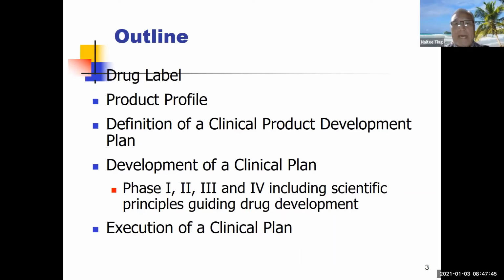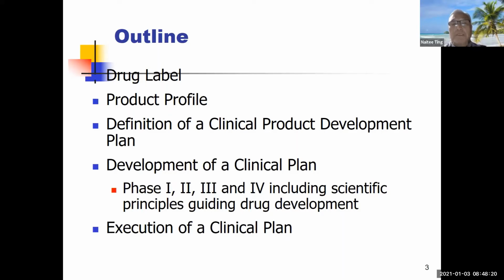So we can imagine that a company spends billions of dollars to develop this drug, and all the drug properties are going to be summarized in this drug label. And this drug label will help the company to market this drug. So in a way, when a company comes up with a draft label or target product profile, this draft label has to serve two purposes.